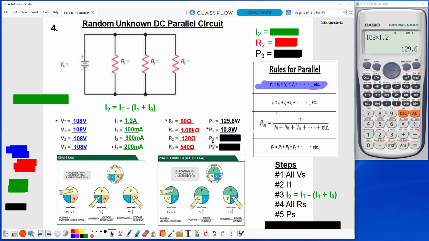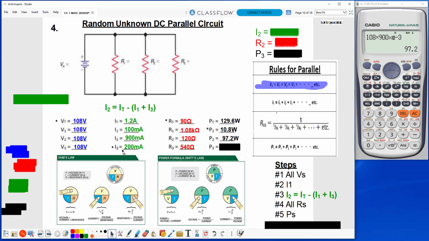Next we'll find P2, which is equal to 900 milliamps times 108 volts. I got the 108 in there already. I'm just going to add my current, which is 900 milliamps. 900 times 10 to the negative third gives me 97.2 watts.